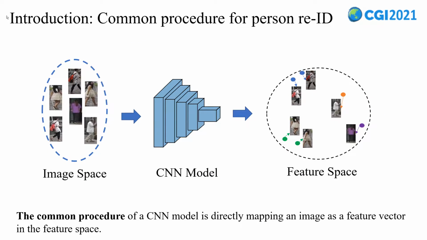In recent years, many deep learning-based models have been designed to solve various problems. With the help of the powerful ability of deep learning to extract features, most recent re-identification models therefore employ deep convolutional neural networks to learn a feature embedding space that is robust against appearance changes as well as discriminative against imposters. The common procedure of a CNN model for person re-identification is directly mapping an image as a feature vector in the feature space.